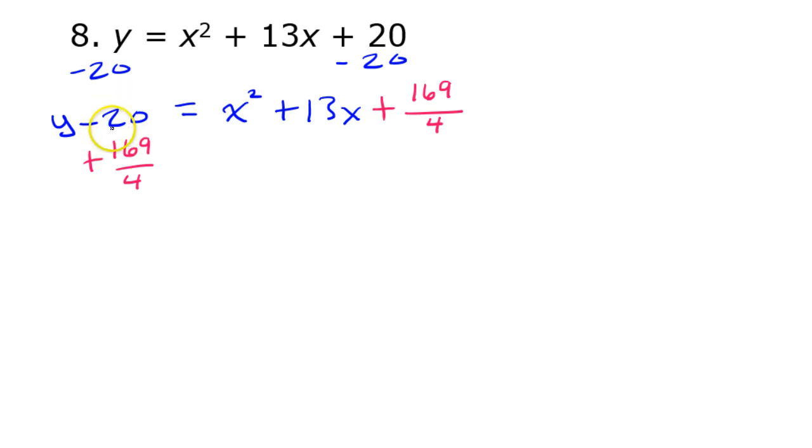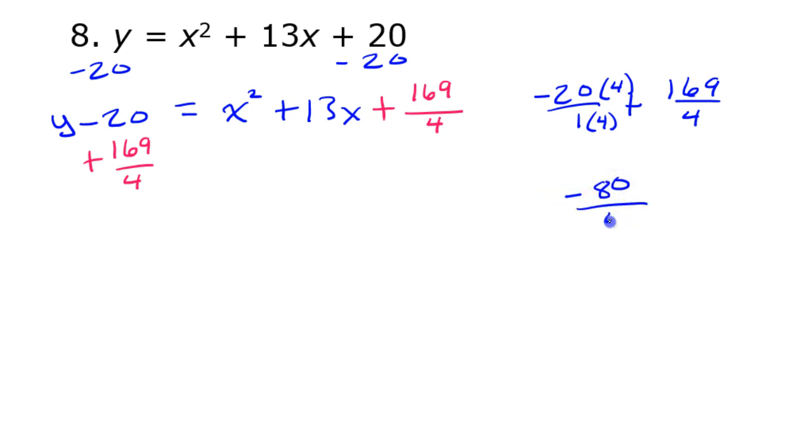Now over here on the left, I need to add negative 20 and positive 169 over 4. So I've got negative 20 plus 169 over 4. I need like denominators. So this is going to be negative 80 over 4 plus 169 over 4. So that's going to be 89 over 4.